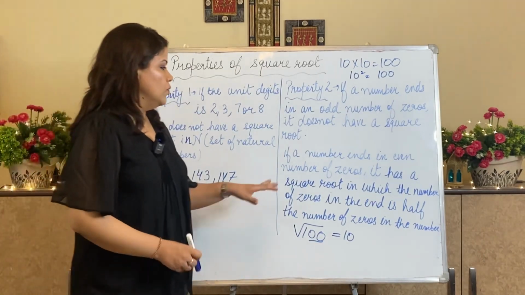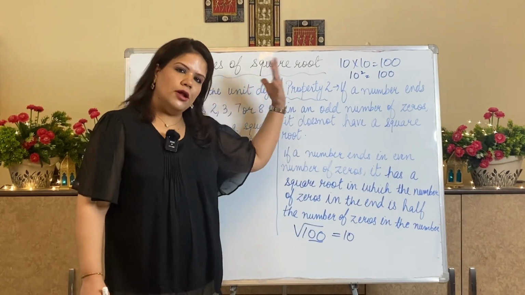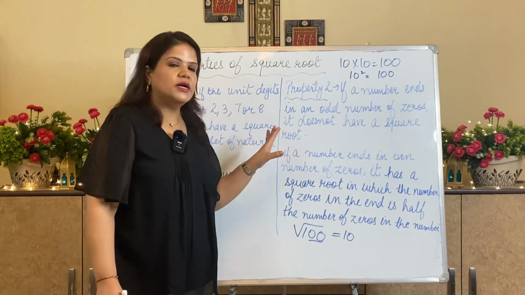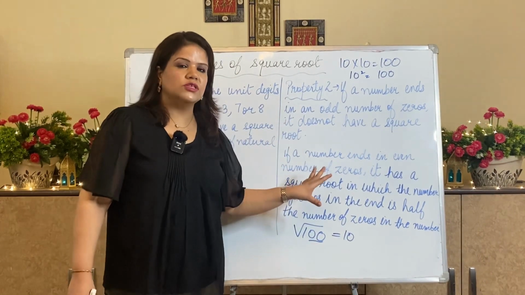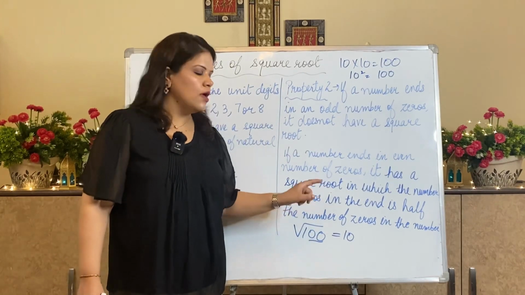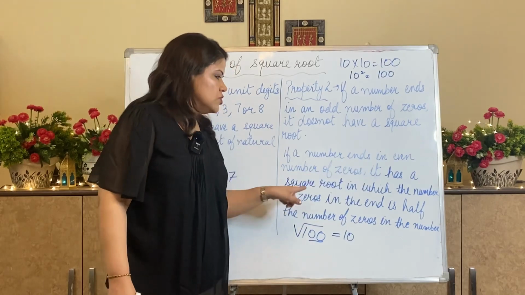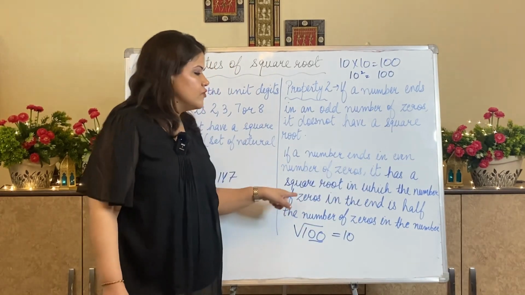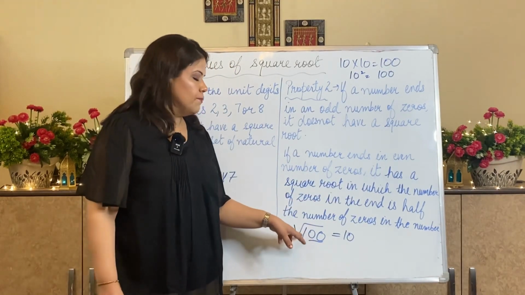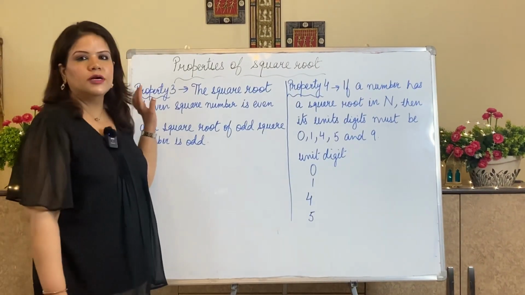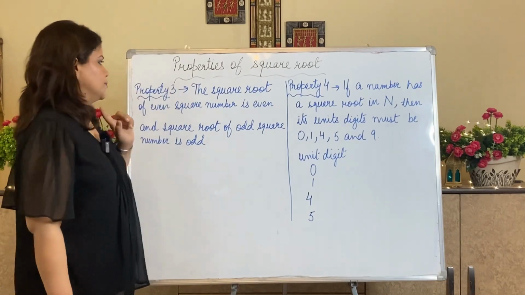So I am telling you, if we have odd number of zeros, then square root is not possible in the set of natural numbers. But if we have even number of zeros, we can find the square root, in which the number of zeros in the end is half the number of zeros in the number given for the square root. Now I am taking third property of a square root.